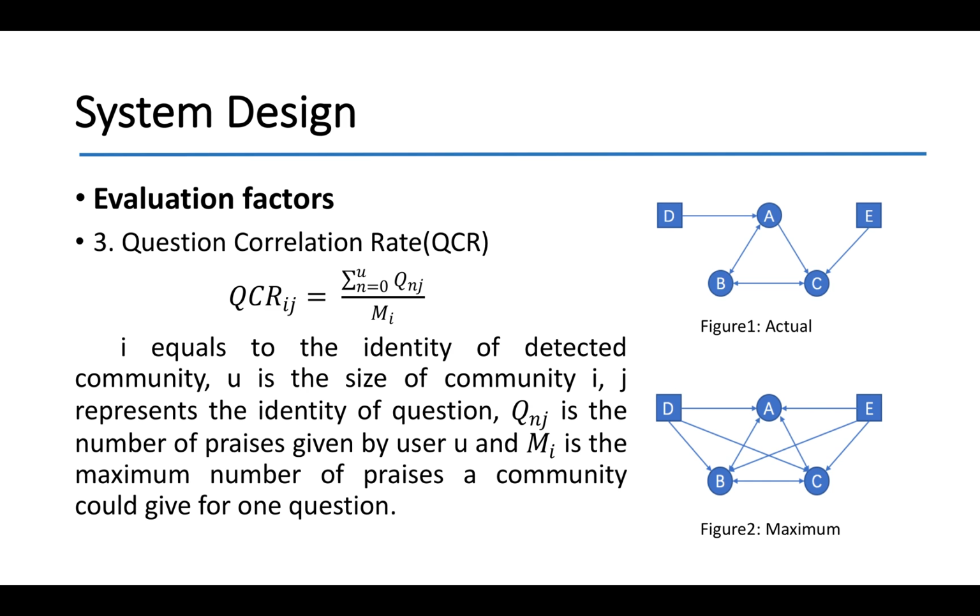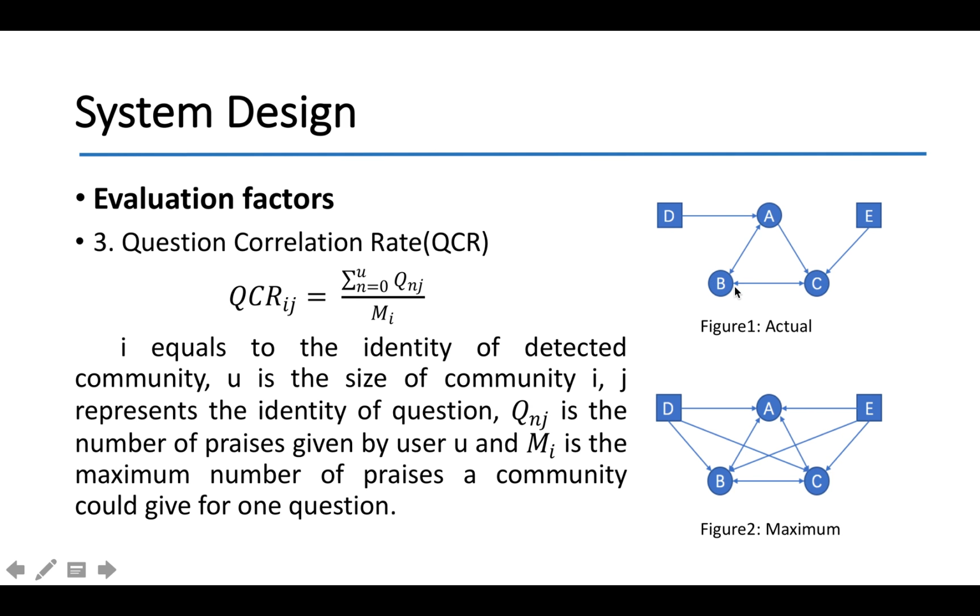who give their opinion by praising or opposing others' answers, which may be a huge part in the system. So this criterion is to calculate the rate of the number of praises users gave and the number of maximum praises users could give for an answer in one community. So let's look at the picture to demonstrate.